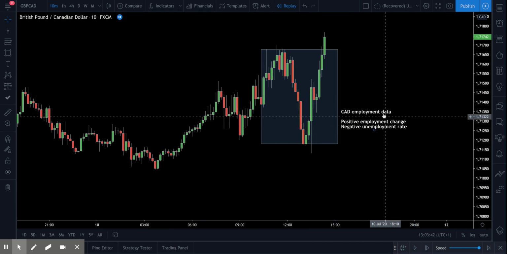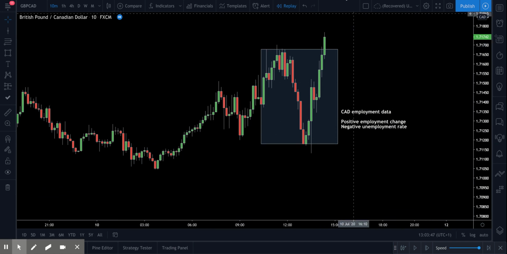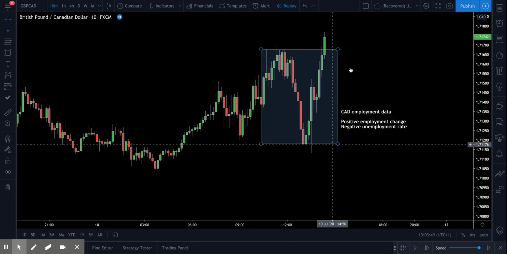And if you are trading positions already through the big news, make sure you get those positions risk-free with the stop loss placement as we mentioned earlier in the course.